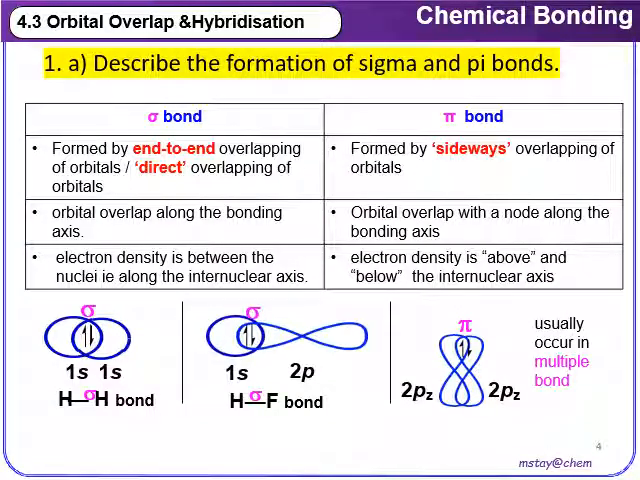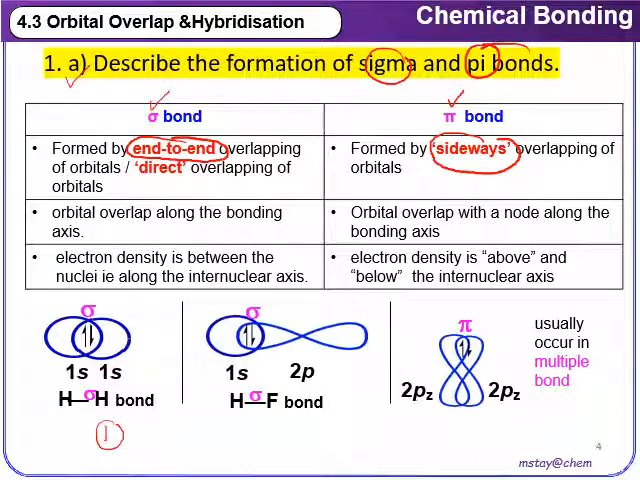Proceed to tutorial question number 1. Describe the formation of sigma and pi bond. So this is the symbol for sigma bond and this is the symbol for pi bond. Generally, a sigma bond is formed when the orbitals are overlapped end to end, while for the pi bond, the orbitals overlap sideways. So focus on diagram 1 here.